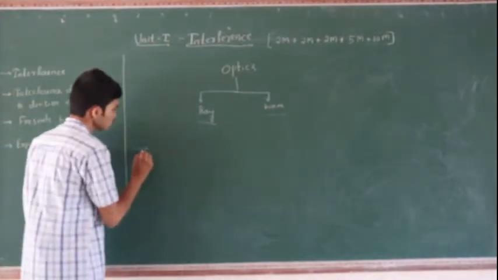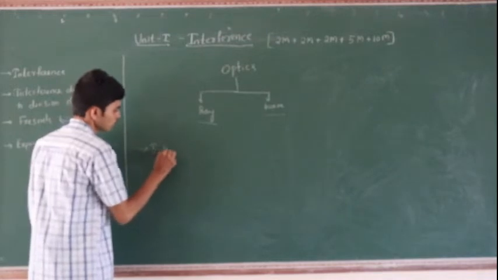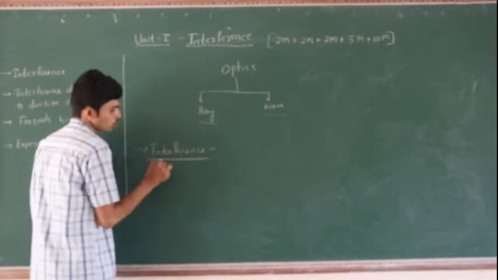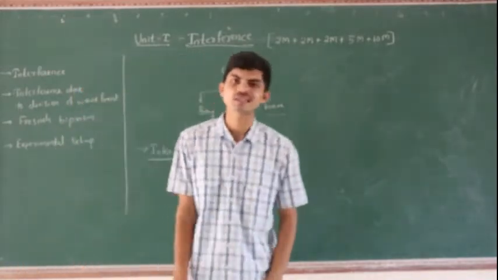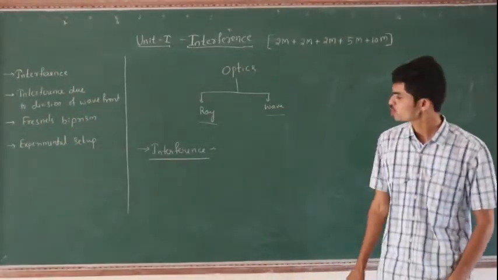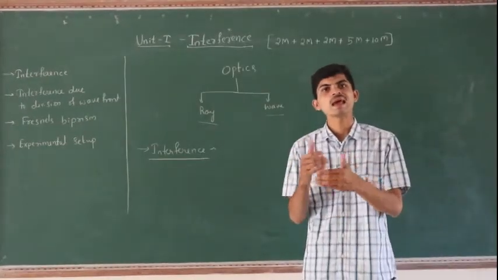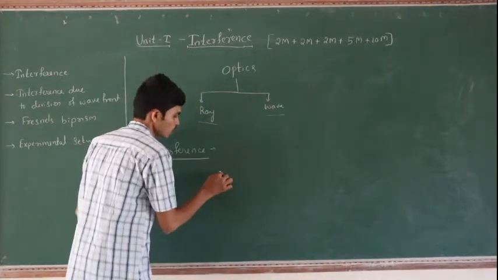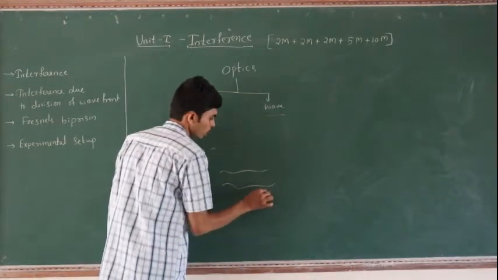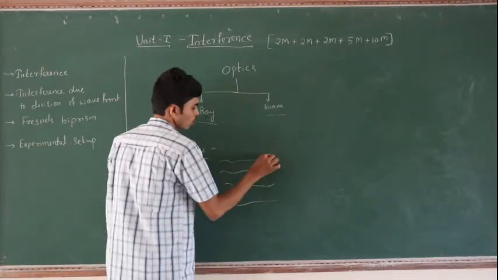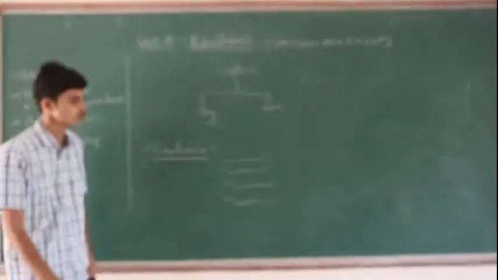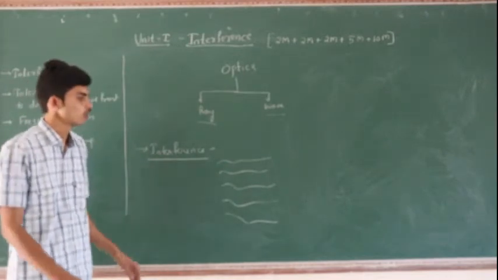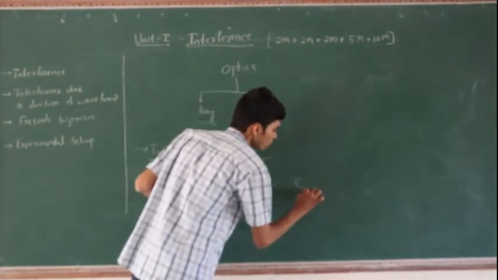So, first of all, interference. What is meant by interference? It is the distribution of light energy. The energy will be distributed from one ray into two rays, or three or four waves or five waves, and so on. These are the distribution of light by using superposition.